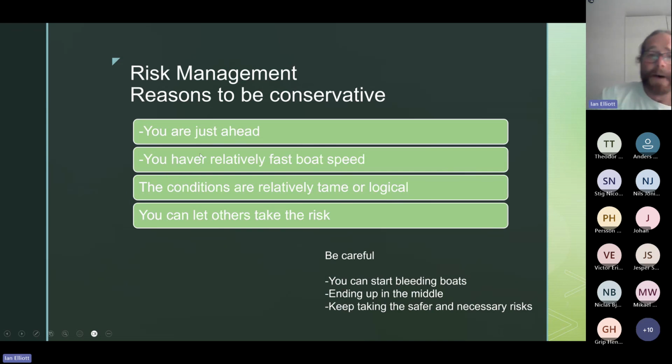If you have relatively fast boat speed, so if you're faster than the other sailors, just stay with them and you'll pass them. If you take risks when you have fast boat speed, you either end up way ahead or end up just behind. And being just behind is terrible because if you'd stuck with them, you would have passed them on boat speed. So people who have faster boat speed should be more conservative.